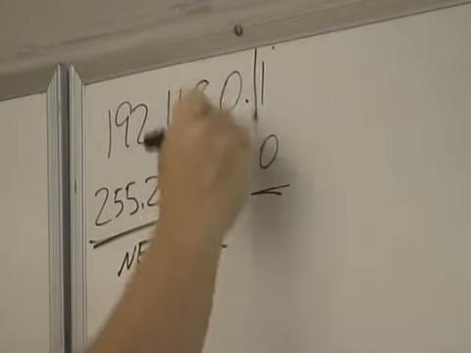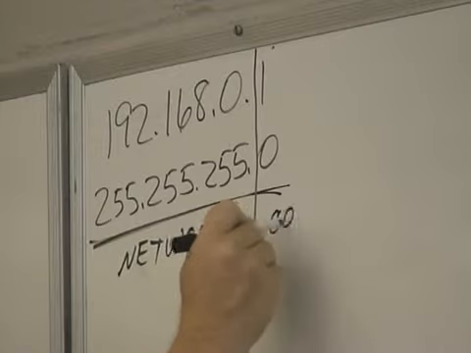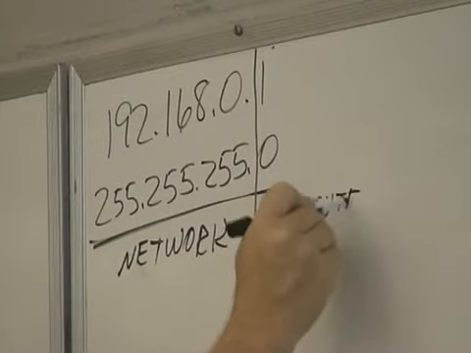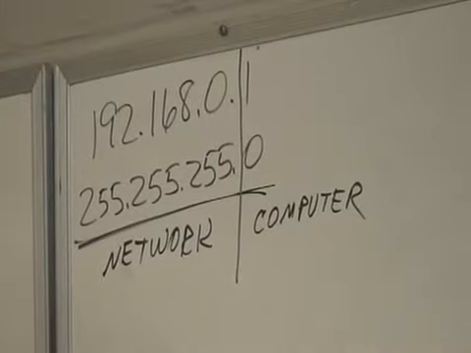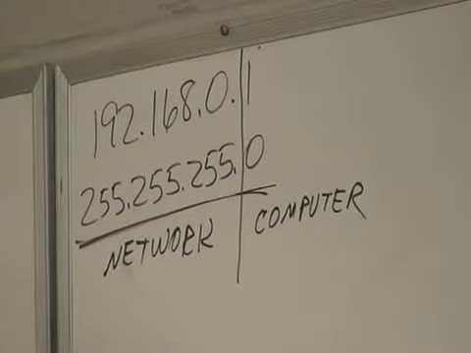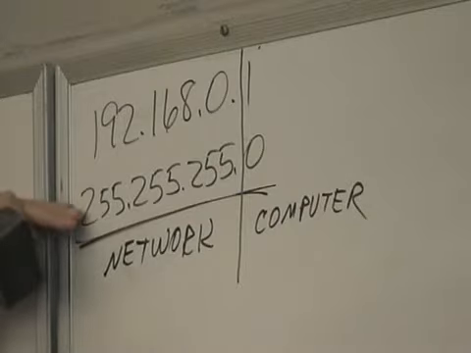And everywhere there's a 0 means computer or host. Okay? How do we know in networking which part means network and which part means host? There's not some website that tells us that. I didn't tell you that. This thing tells you that.